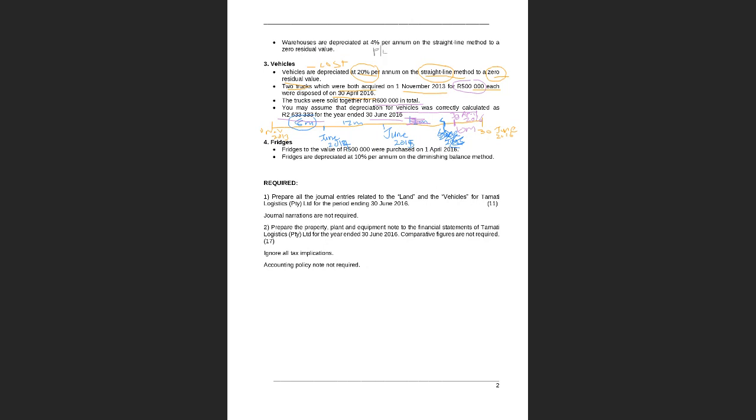Okay, so profit or loss is basically your proceeds minus carrying value.